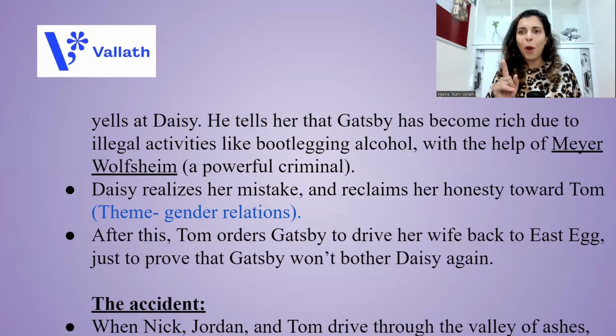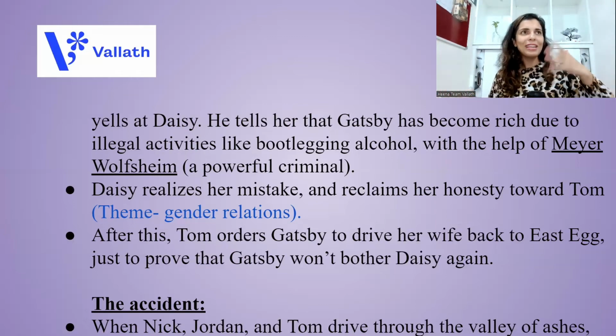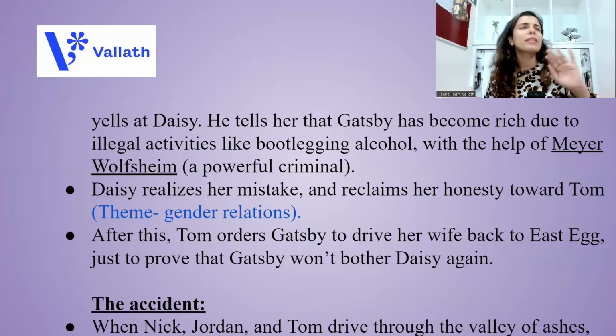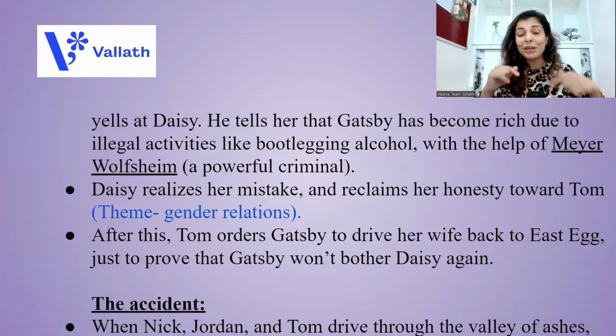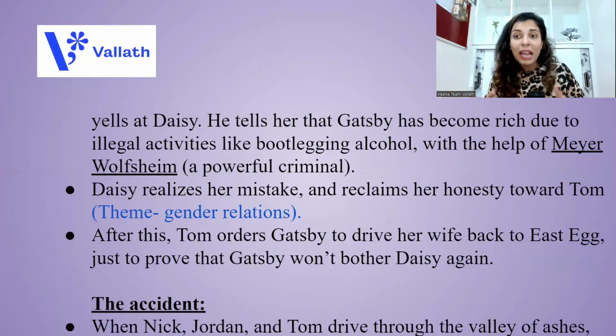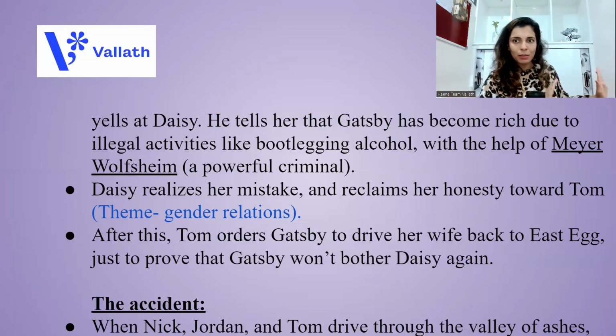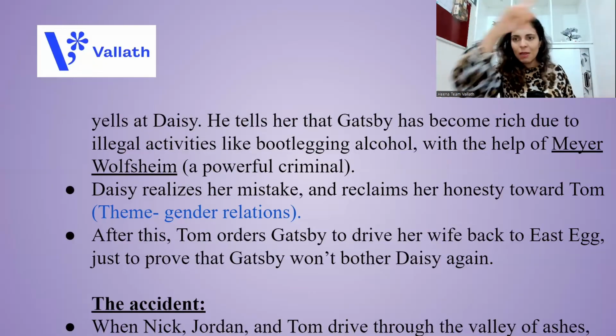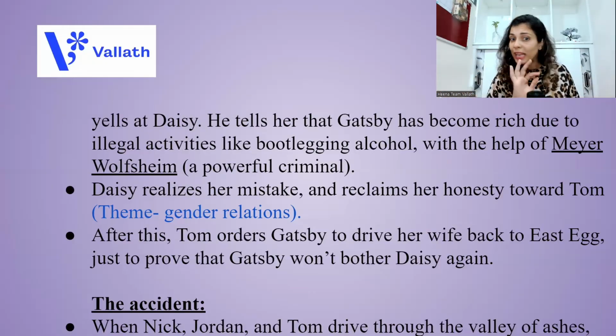First, when Gatsby said that Daisy loves me and not you, then Daisy confuses the two men by saying that I love both of you. But later, when Tom says that he's a criminal, then Daisy says, no, I love you, husband. After all this scene at Plaza Hotel, New York, Tom orders Gatsby to drive Daisy back to East Egg. Did you understand this scene? Tom is staying back, the husband, and he tells Gatsby, take Daisy back to the house, just to prove that Gatsby won't bother Daisy again.